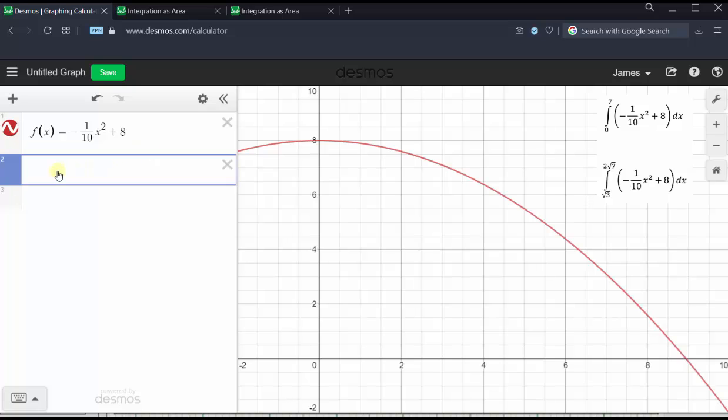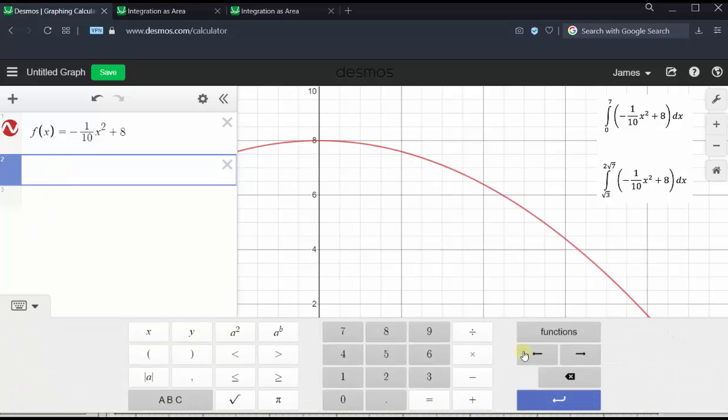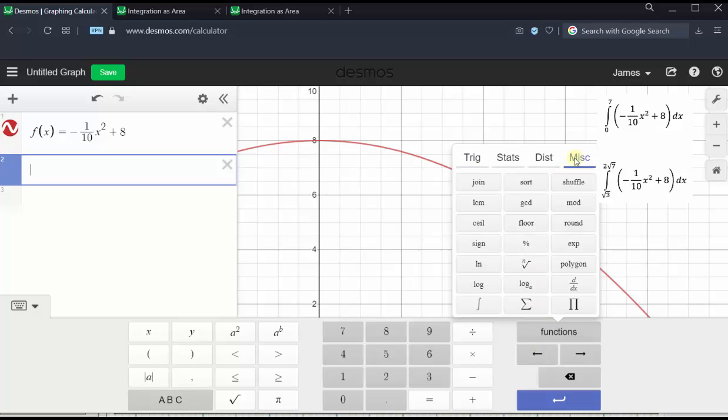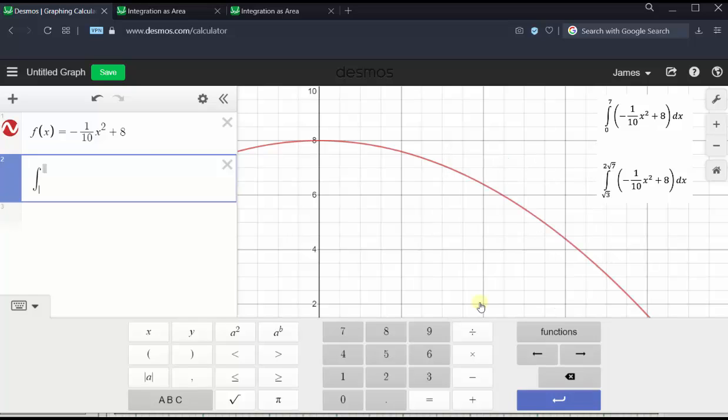We click in cell 2, and we can type in int or go to the Desmos keyboard, click Functions, click Miscellaneous, and click the integral in the lower left-hand corner. Enter the limits of integration, which are from 0 tab 7 tab f of x dx, and notice how automatically the value of the definite integral is given in decimal form on the right.